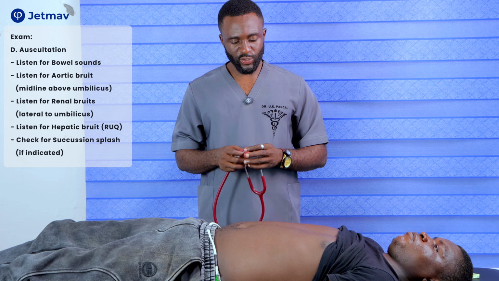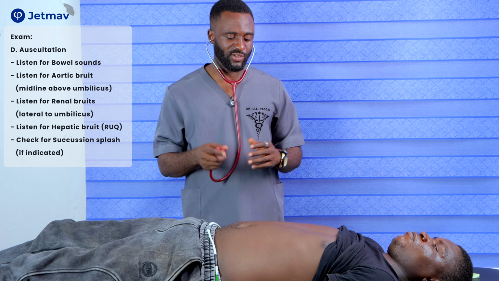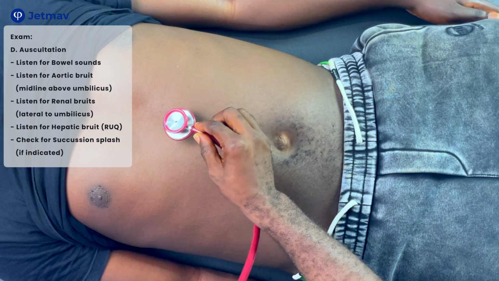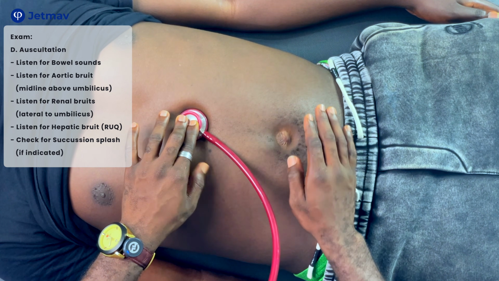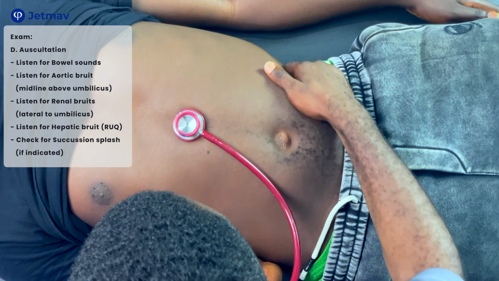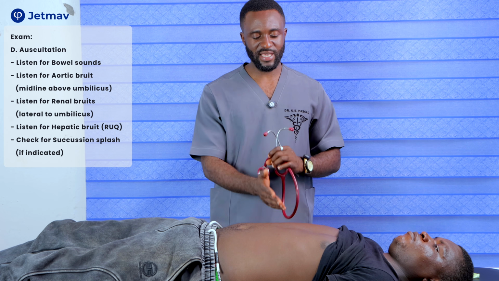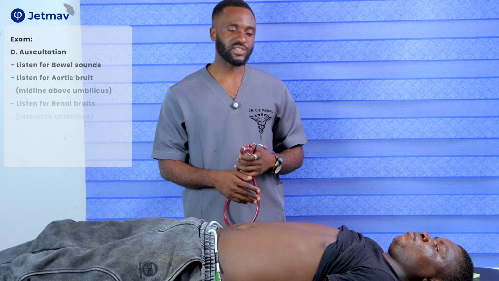So lastly, we are going to actually elicit for succussion splash. Succussion splash is done in gastric outlet obstruction. You place the diaphragm of the stethoscope at the epigastric region and you move the abdomen from side to side. You're expected to hear a whooshing sound at the epigastric region, which shows gastric outlet obstruction seen in pyloric stenosis and so on. Then lastly, you are meant to do a digital rectal examination on your patient. That concludes the abdominal examination.